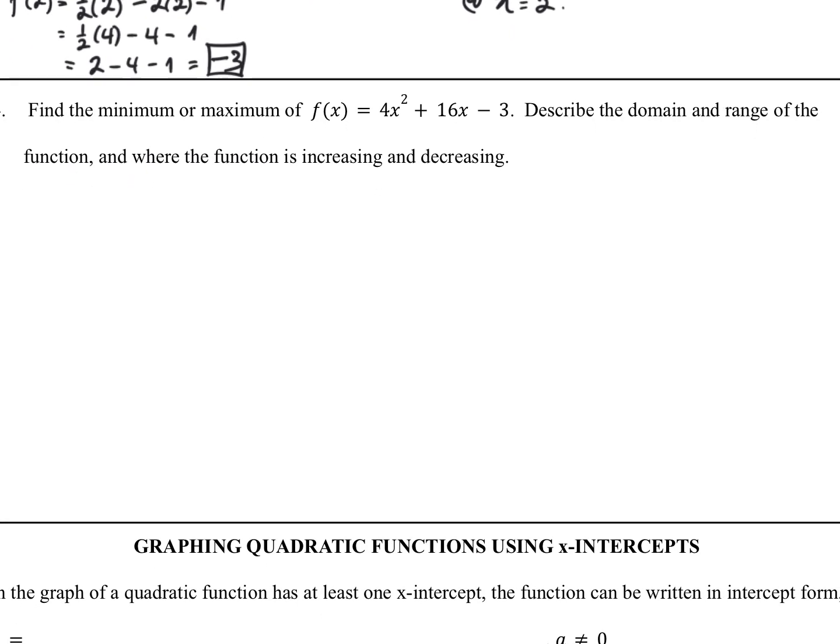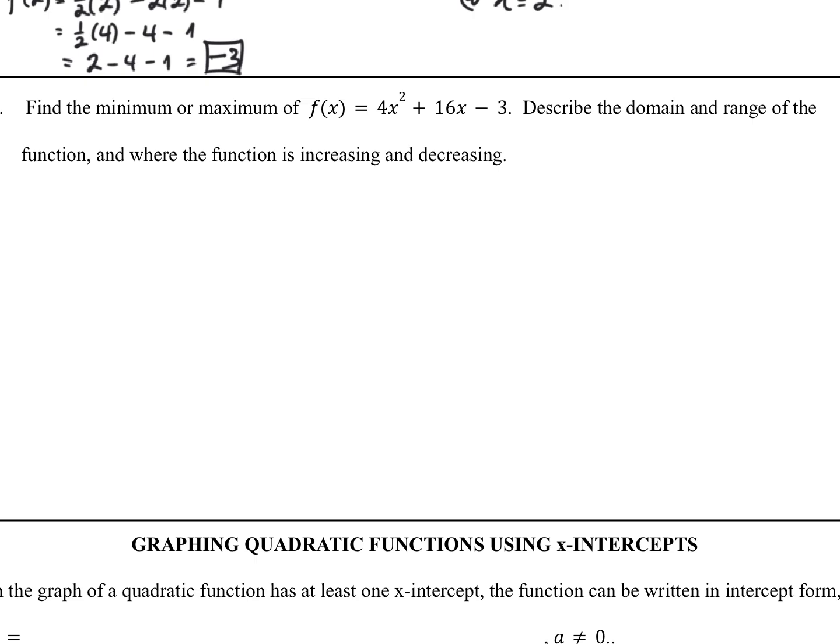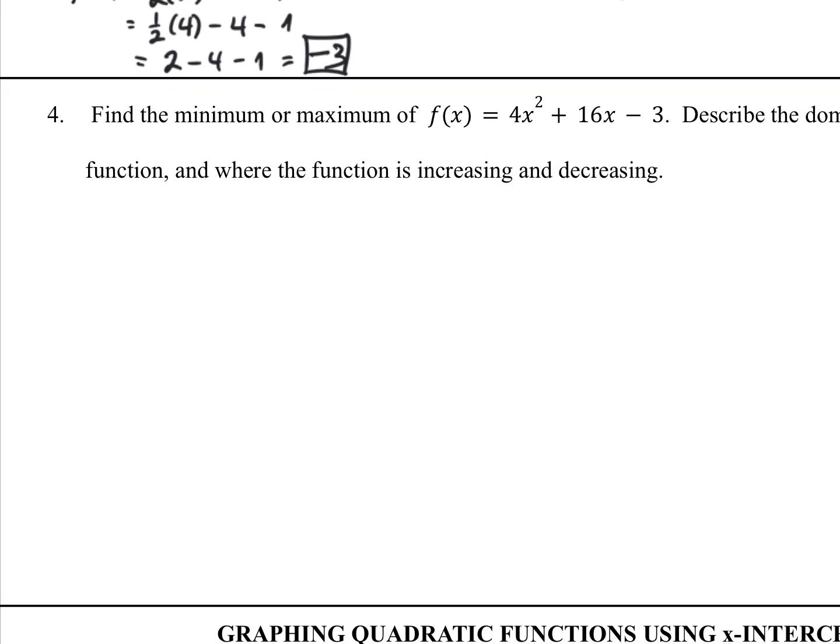It's similar with the first one. Find the minimum or maximum of f of x is equal to 4x squared plus 16x minus 3. Describe the domain and range of the function and where the function is increasing and decreasing. Step 1, we're going to determine the values of a. A is 4, b is 16, and c is -3.